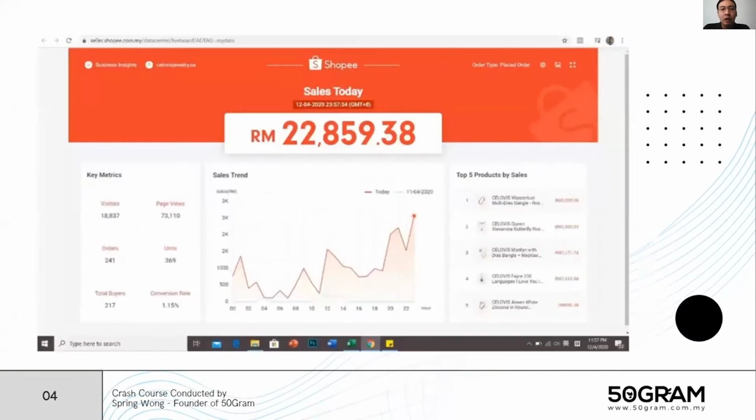This is also some of the digital marketing that we did on Shopee itself. Digital marketing actually covers more than just Facebook ads. It covers anything digital, where you use marketing to market your products.